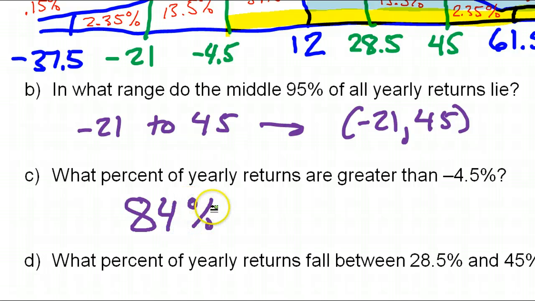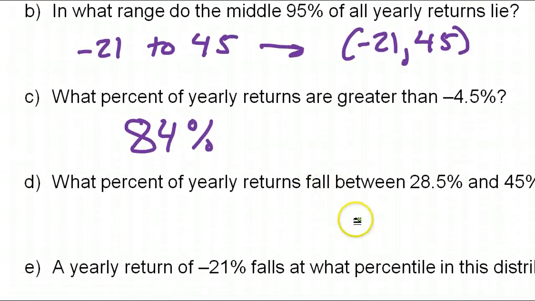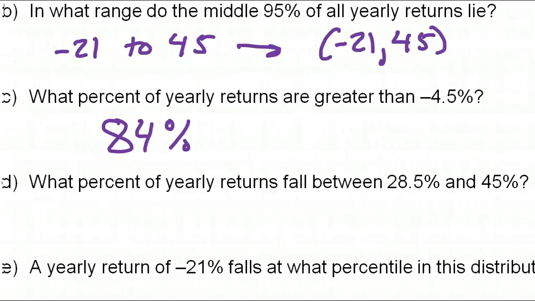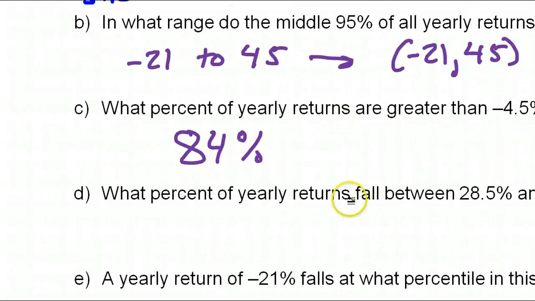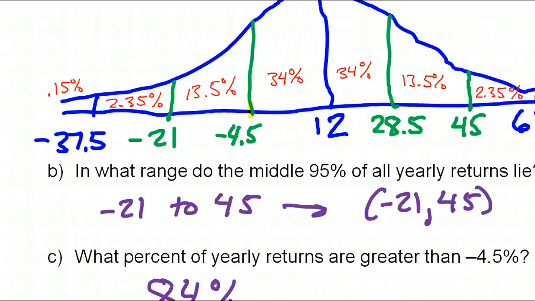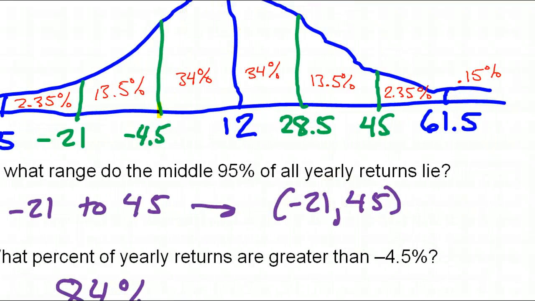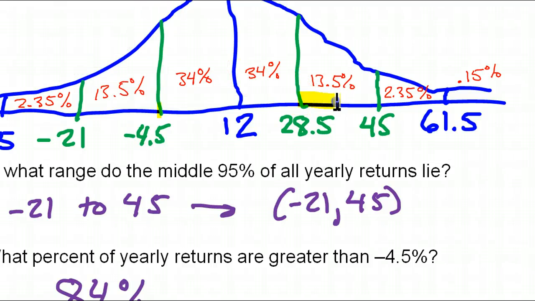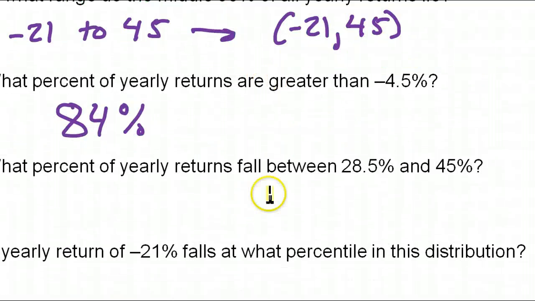Now, what percent of yearly returns fall between 28.5 and 45%? Okay, so I'm looking for 28.5 and 45. Oh, well, that's right here. Between 28.5 and 45, that's 13.5%. That's one of the numbers that we memorized anyway.